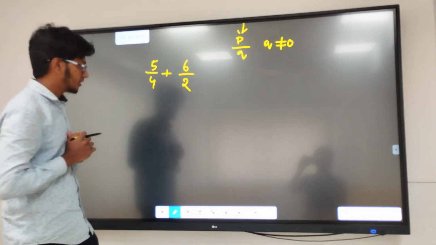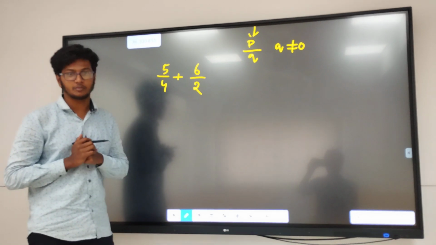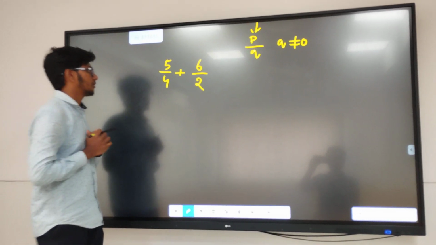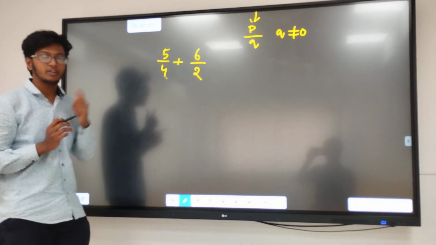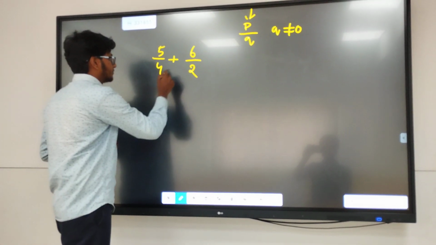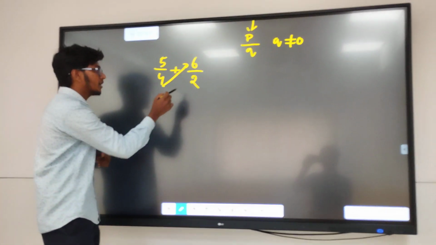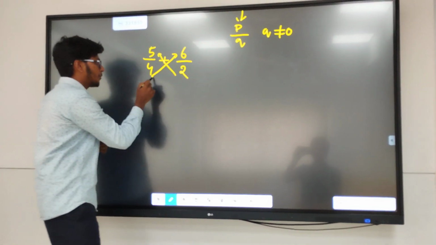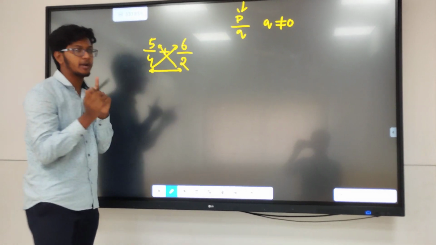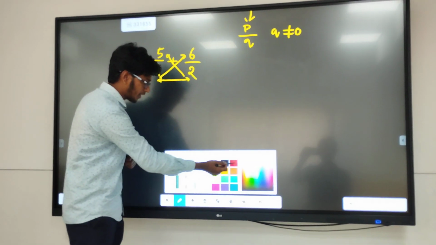The first method is the easiest method, which we call the butterfly method or cross multiplication method. What do you do here? The denominator of the first number is multiplied with the numerator of the second number. As well, the denominator of the second number is multiplied with the numerator of the first number. And the denominators of the two numbers are multiplied with each other. Now, tell the answers along with me.